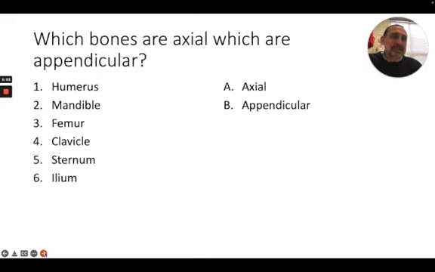So just to review, some bones are axial, some are appendicular. Appendicular bones are arms, legs, and their attachments. So the humerus is appendicular. The mandible, though, is axial. The femur is appendicular. The clavicle is appendicular. The sternum is axial. The ilium attaches to the femur, so that's appendicular.